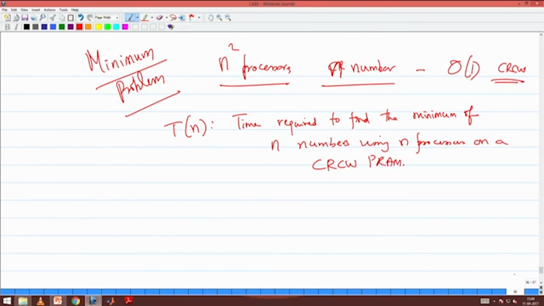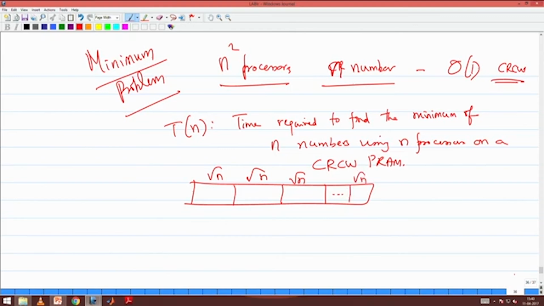Okay. Now what I do, if I am given n numbers, I will split them up into chunks of root n each. Let me call them B1, B2 to B root n. I am given n processors, right. So for each one of them I will assign root n processors and solve them recursively. So Tn is equal to T root n. T root n is the time required to find the minimum of root n numbers using root n processors on a CRCW.